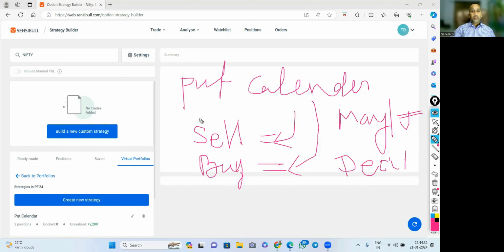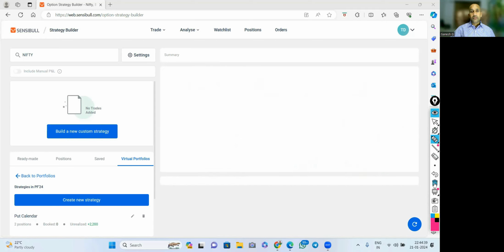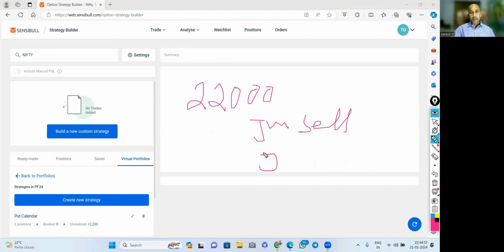What is a put calendar? Put calendar means selling the near-month option and buying the far-month option at the same strike. So what we are going to do is take the 22,000 option: sell the June month and buy the December month. Hope it is clear now. So we are going to take the 22,000 option, June sell and December buy.